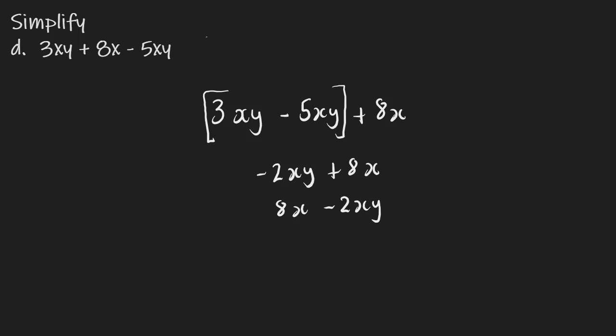These two are dissimilar terms, so of course we cannot simplify, but here is a bonus step. We notice that there is 2x common in both expressions, so we can factor out 2x. We're left with 4 minus y.